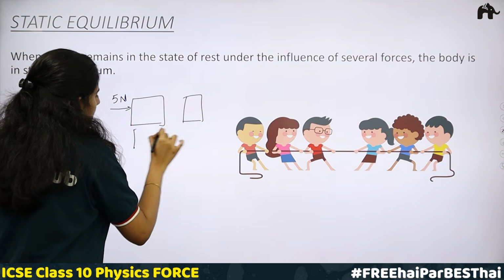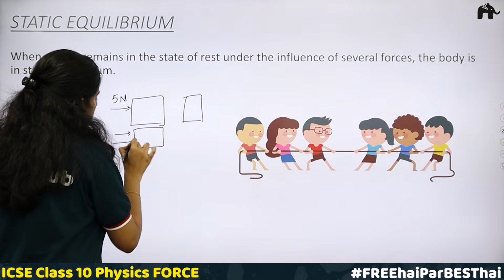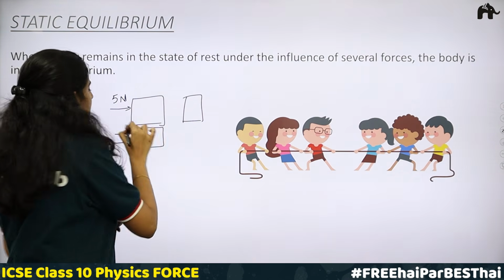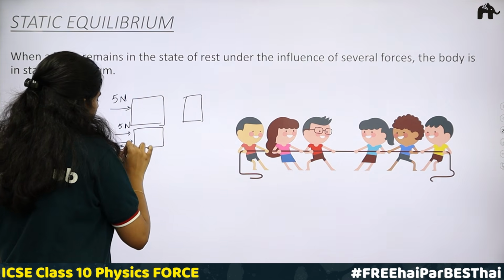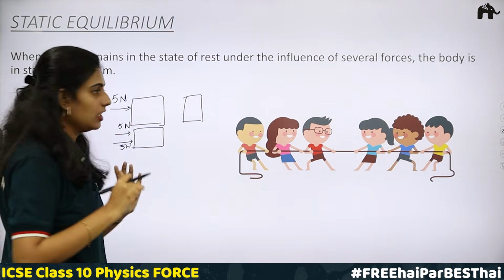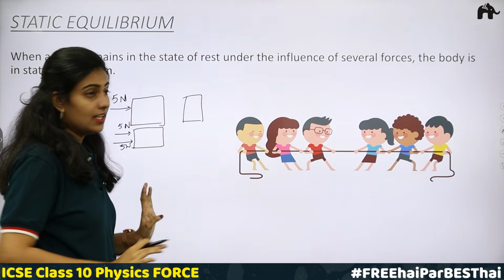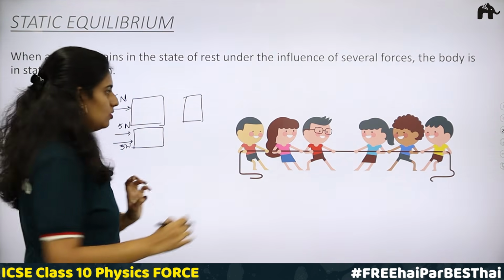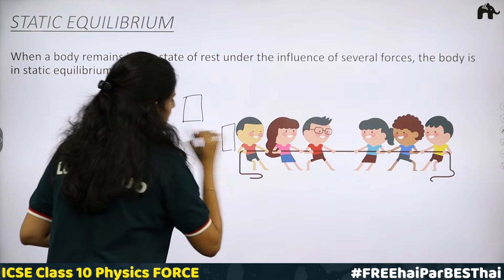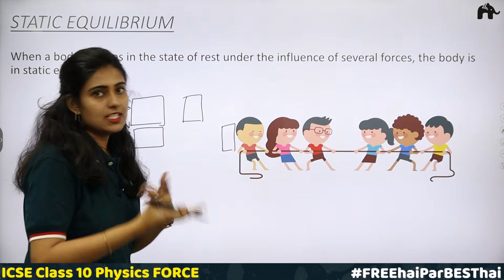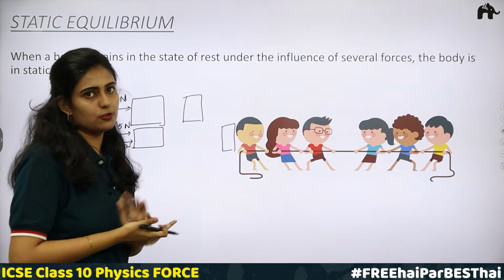The same table is being pushed by 2 boys with the same force, 5 Newton. First boy is applying 5 Newton. Second boy is also applying 5 Newton. What happens in this case? The distance travelled increases. The table can move a greater distance because it is getting more force.